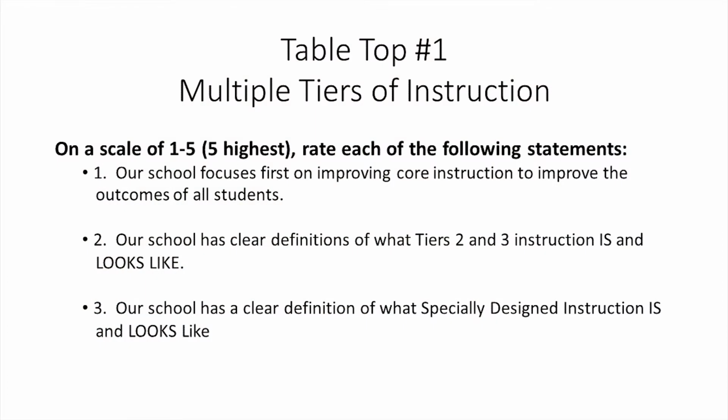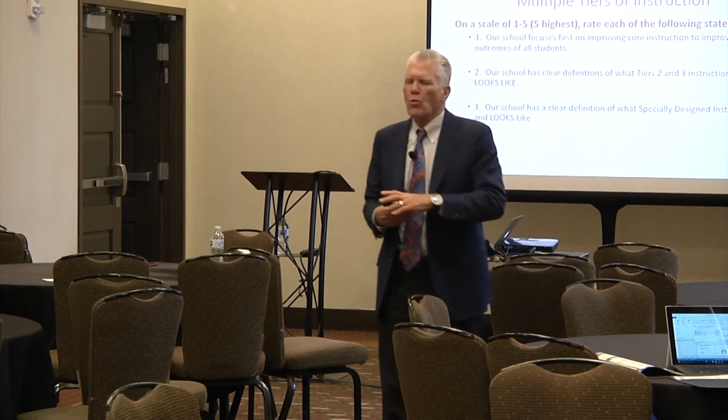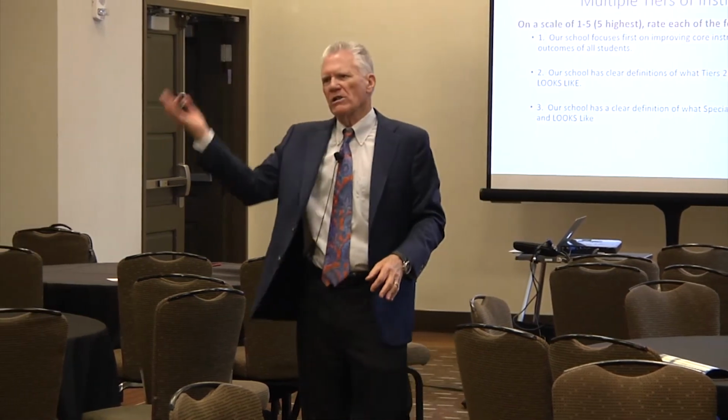So I want you to rank on a scale of 1 to 5, 1 being lowest, 5 being highest, in response to these questions. Our school focuses first on improving core instruction to improve the outcomes of all kids. Our school has clear definitions of what Tier 2 and 3 instruction is and looks like. Our school has a clear definition of what specially designed instruction is and looks like. So if we don't do any of that, it's a 1; if we're doing all of it, it's a 5. Do a quick rating, share it with someone at the table, and I'll give you 1 minute to do that.